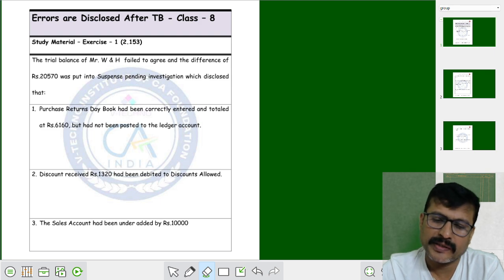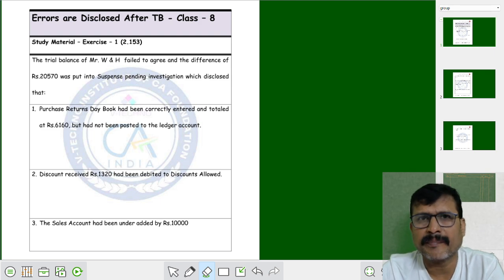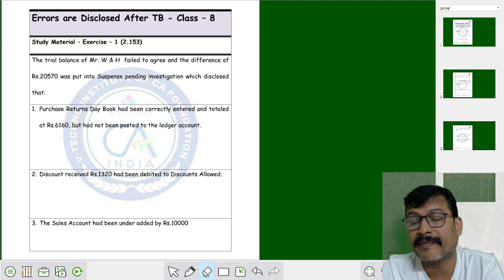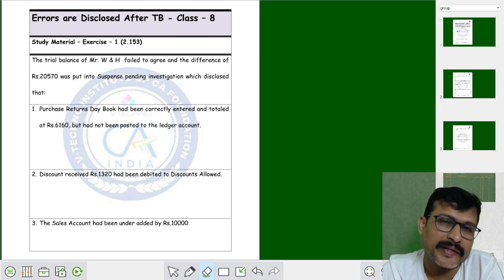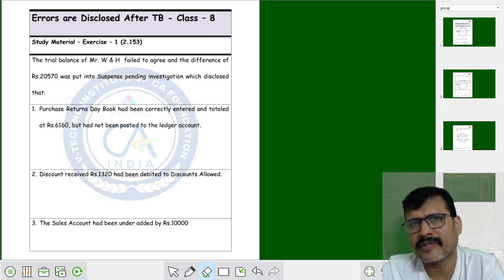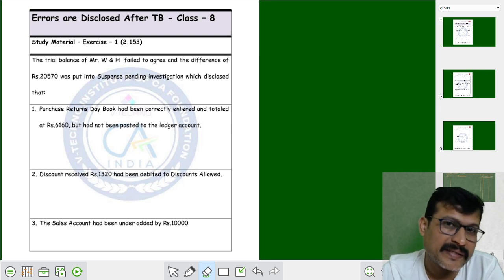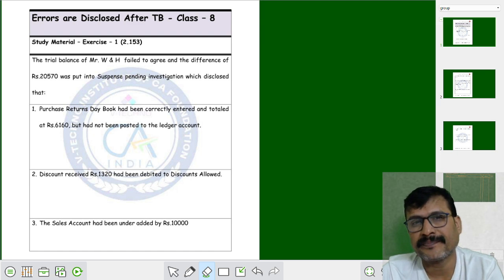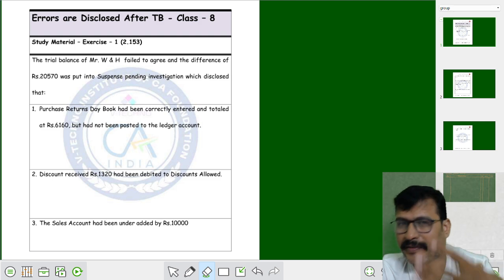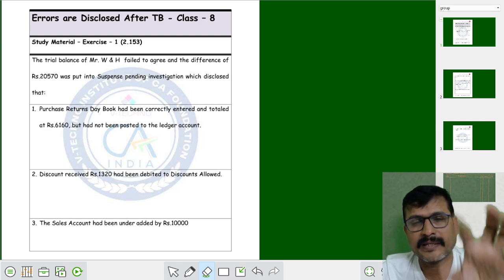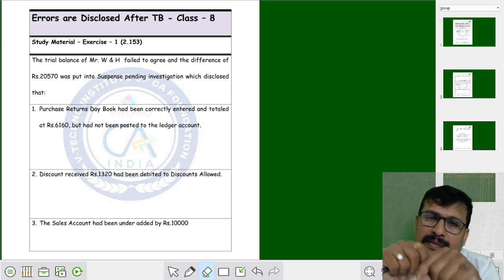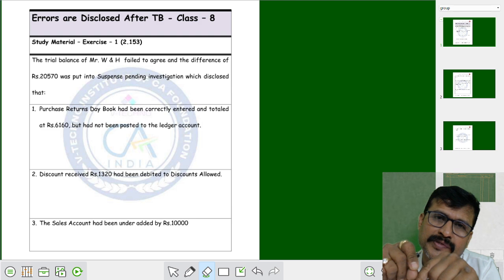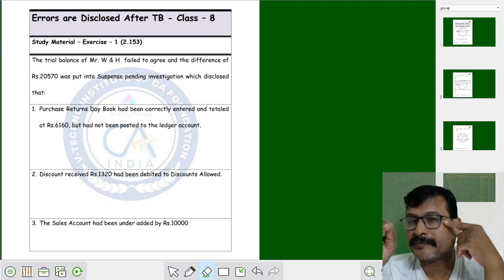See, my dear students, we have already completed seven classes in our rectification of errors chapter, right? Now let us move on to the class 8th. Already you people are aware of the perfect knowledge about assets and expenses: increase the debit, decrease the credit. Capital, liabilities, incomes: increase the credit, decrease the debit.